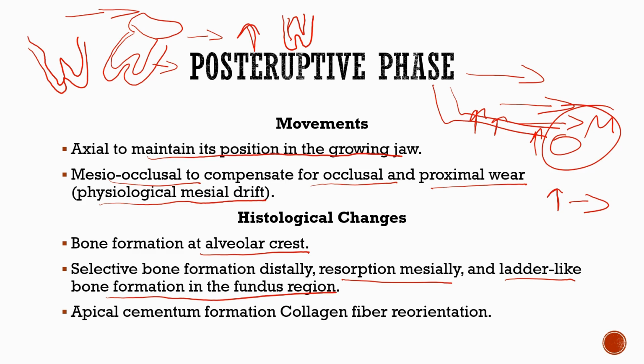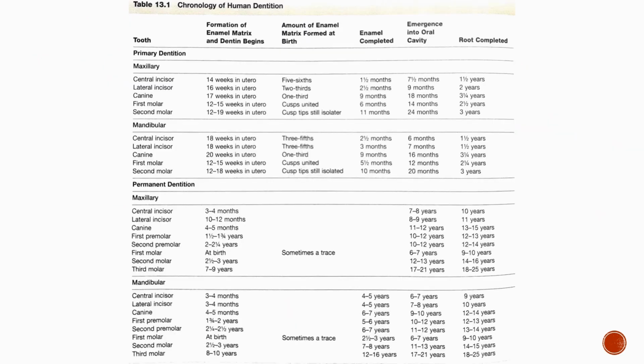Okay, for the functional part. Apical cementum formation, collagen fiber reorientation. It all happens simultaneously. This is the chronology of the human dentition. It will be very important and you should learn it by heart for the next years. It will be very important in third and fourth year.